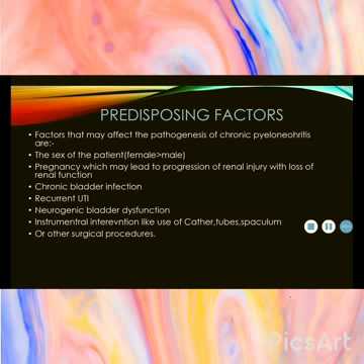What are the predisposing factors? Factors that may affect the pathogenesis of chronic pyelonephritis are the sex of the patient, more common in females than in males, pregnancy which may lead to progression of renal injury with loss of renal function, chronic bladder infection, recurrent UTI, neurogenic bladder dysfunction, and instrumental intervention like use of catheters, tubes, speculum or other surgical procedures.